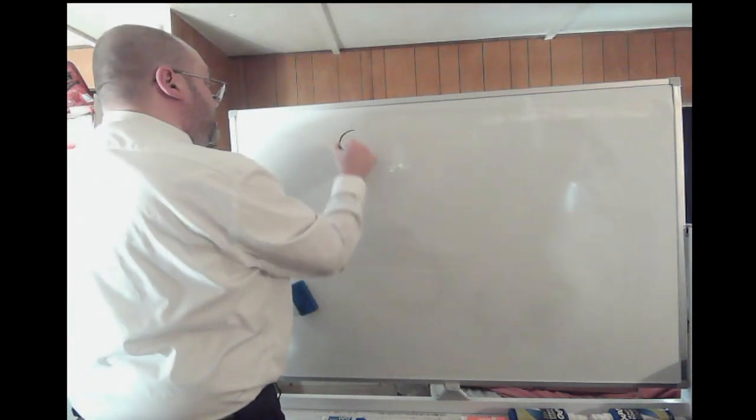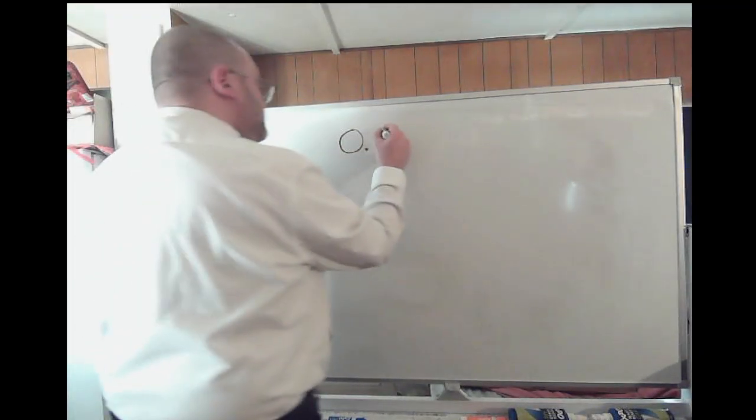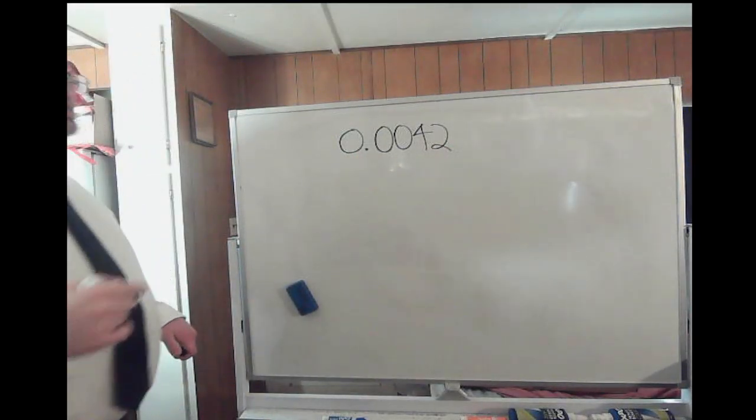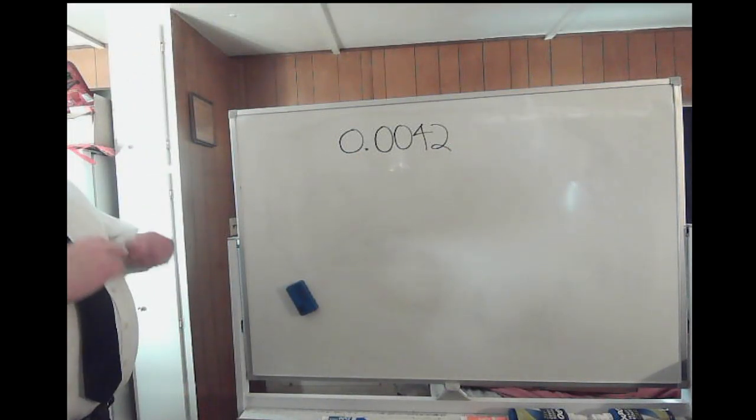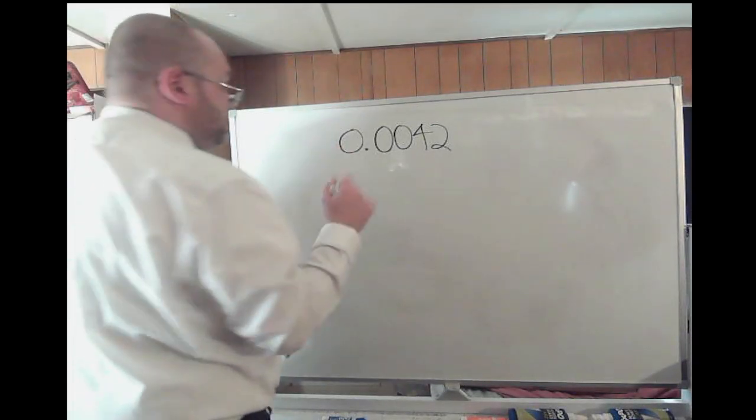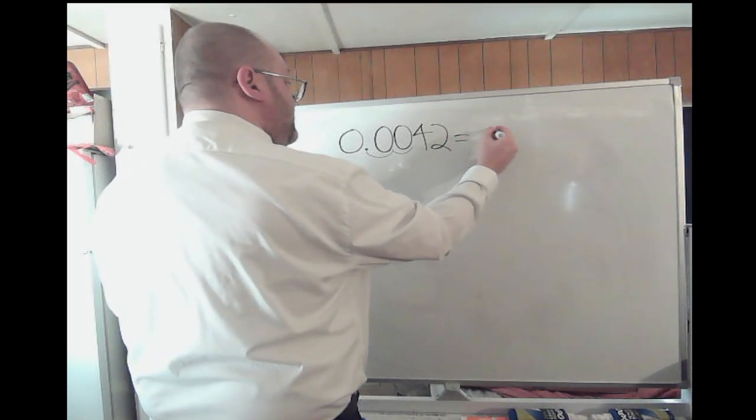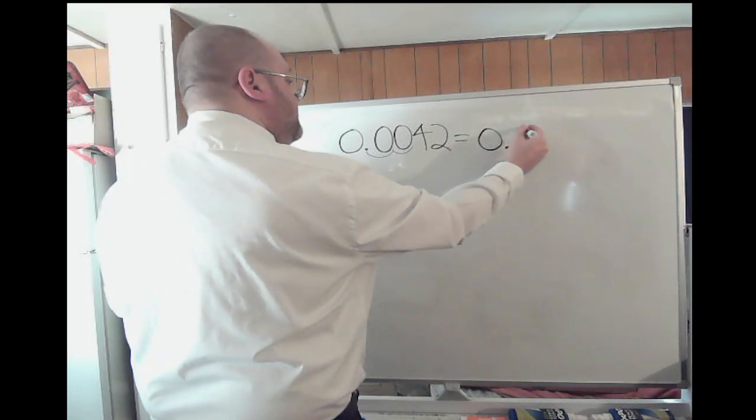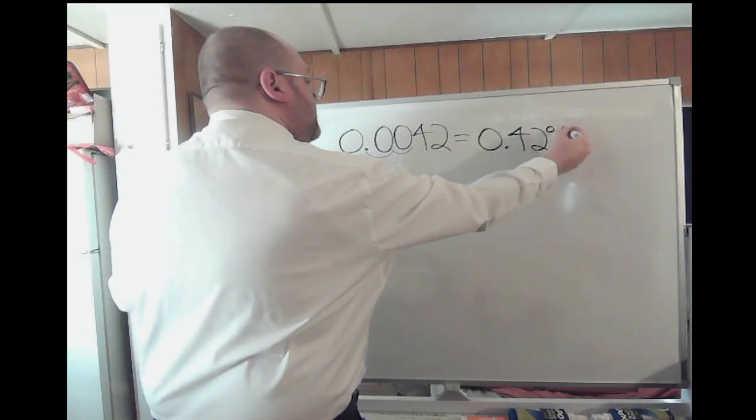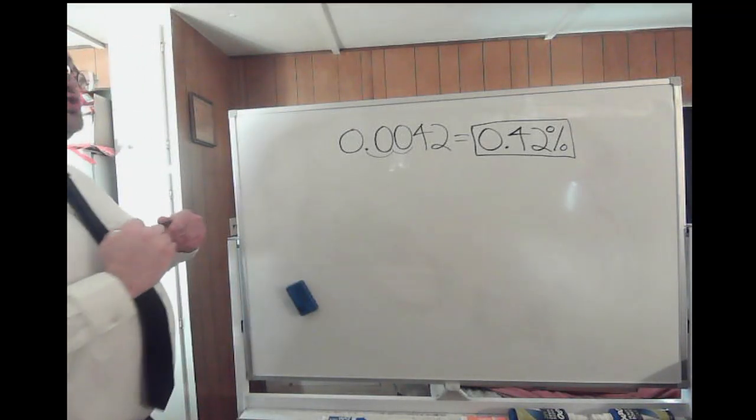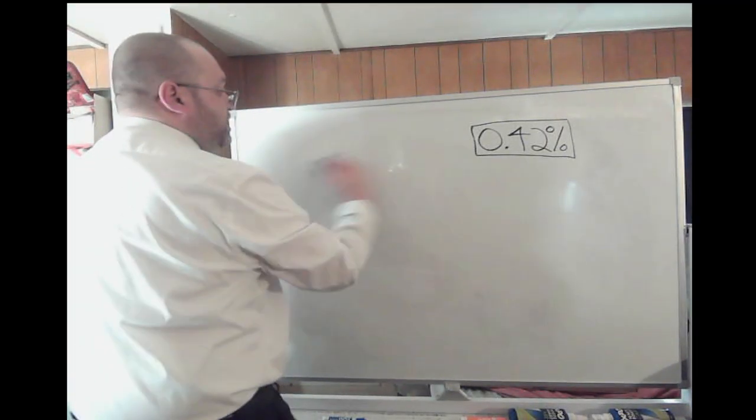2 more. Alright, how many zeros was that? 1, 2, okay. 2 zeros. So we have 0.0042. Well, we want to write that decimal as a percent. Move the decimal place 2 to the right, so you'll go 1, 2. That would put you at 0.42%. So your answer as a percent is 0.42% when you move 2 to the right.